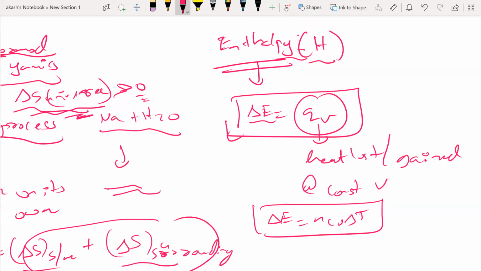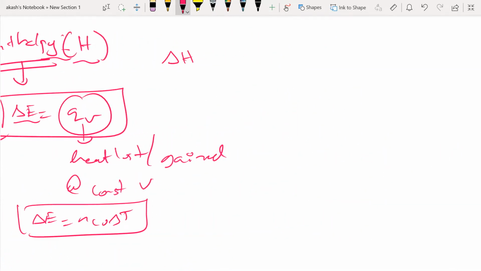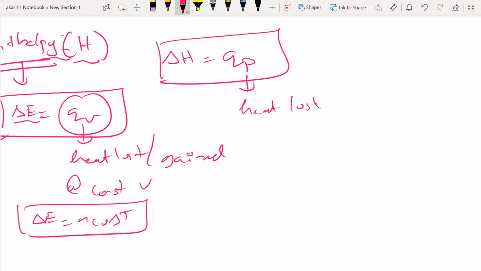So enthalpy is also going to be very similar. We are going to define the change in enthalpy, the enthalpy, as nothing but heat lost or heat gained at constant pressure. So this QP is nothing but heat lost or gained at constant pressure. That is how we define your change in enthalpy, delta H.